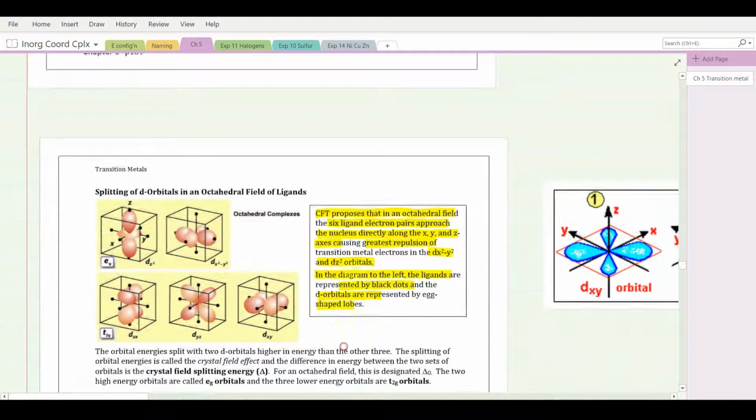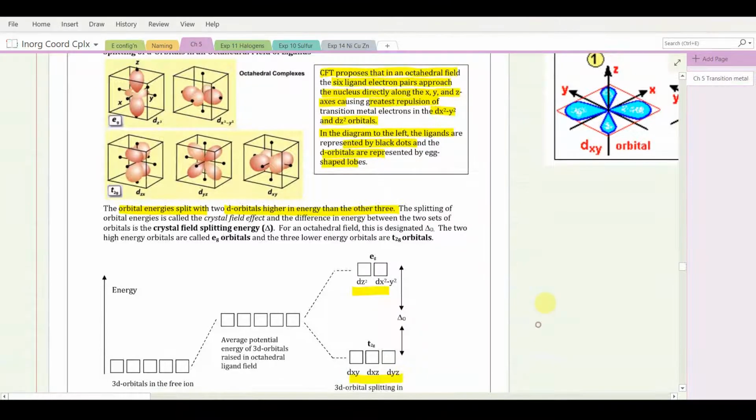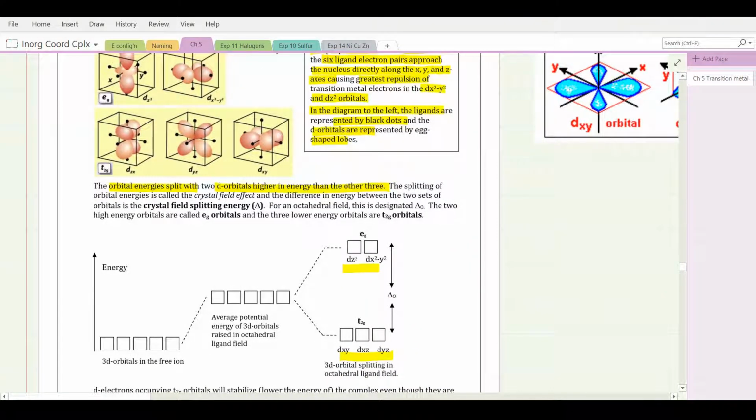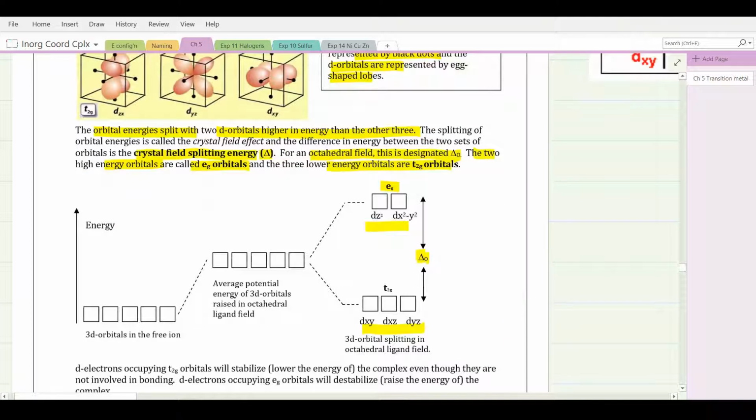So not surprisingly, electron density in these orbitals will be most repelled by the 6 ligands coming in to the central metal cation. As a result, the orbital energy splits, with 2 d orbitals higher in energy than the other 3. The splitting is called the crystal field effect. The difference in energy between them is called the crystal field splitting energy, delta for difference. In an octahedral field, it's designated delta sub O for octahedral. The 2 high energy orbitals are called eg orbitals. They're renamed. And the 3 lower energy orbitals are renamed, and they're called t2g.